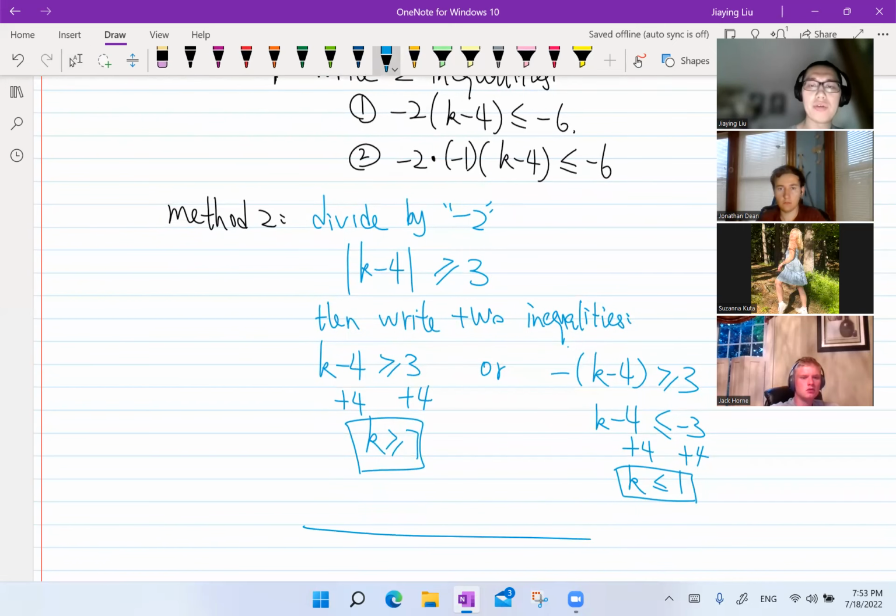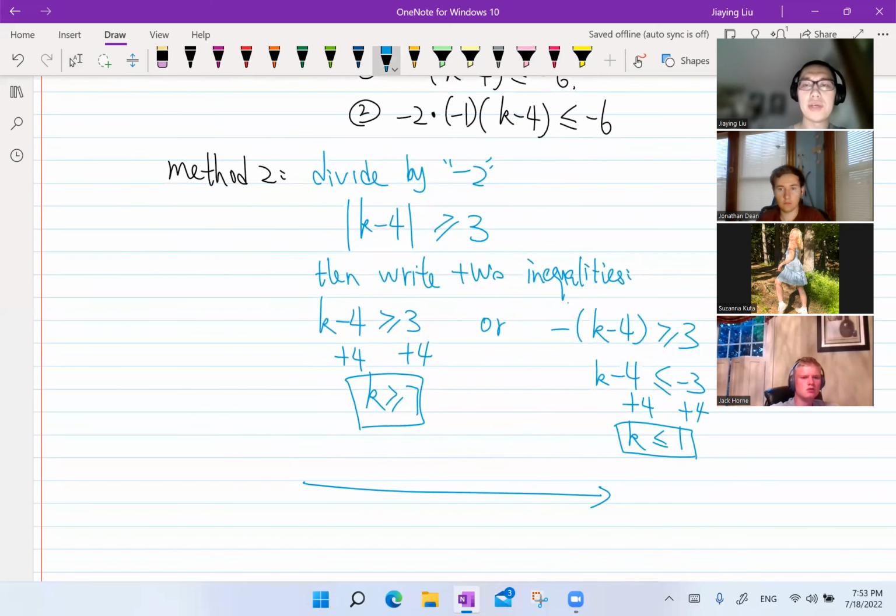So at the end, if we want to graph the solution on the number line, we get k is greater or equal to 7. So let's say 7 is here. It's greater or equal to 7, including 7, so we're going to actually put a dot there, not a circle. So from 7 to the right. And then k less than or equal to 1, again, including 1. So this is 1, and we're just going to go left. This is 0. So in this case, both parts of the solution include the boundary value, so we're going to put actual points on the number line.